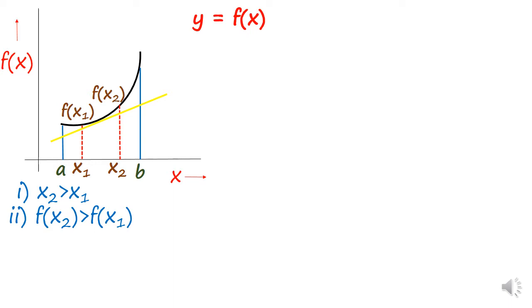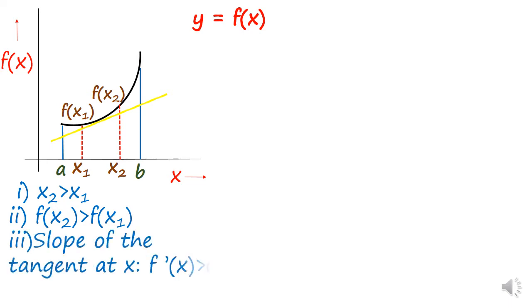Now in this case, since x2 is greater than x1 and correspondingly f(x2) is greater than f(x1), we say that the slope of the tangent at x, that is f'(x), is greater than 0. That is, f'(x) is positive. Remember, anything greater than 0, we say it is positive. So the slope of the tangent at point x is f'(x), and that f'(x) is coming as positive. If all these three conditions are obeyed, then we say that the function is increasing.